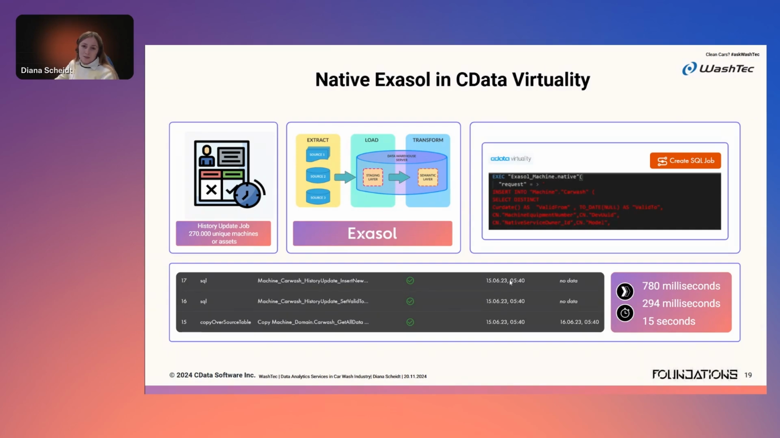do it quite quickly, but I do it with native Exasol, with this possibility to do it in CData Virtuality, and you see, for example, all these jobs that I implemented, they are taking less than a minute. So this is the copying of data to Exasol and then executing native Exasol. It's taking milliseconds. This is an example of historization done in Exasol and CData Virtuality.